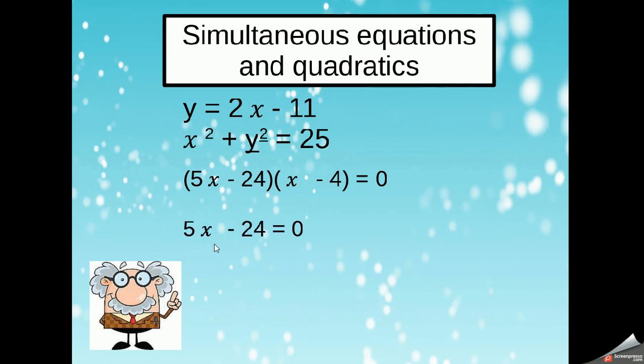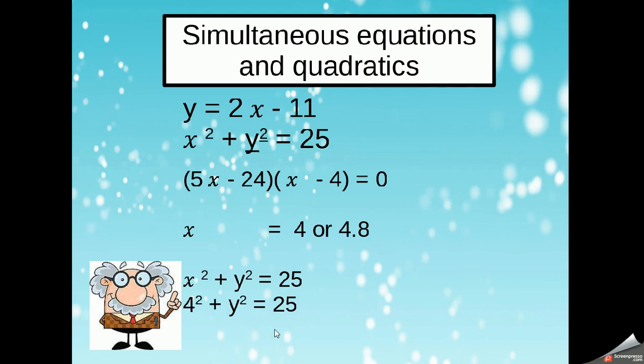So we know that either 5x minus 24 is 0. In other words, we move the 24 to the other side, 5x is equal to 24, and then divide by the 5 to get x on its own. So either x is 4.8, or x minus 4 is 0, so x is equal to 4. So our two options are either x is equal to 4, or x is equal to 4.8, but we aren't done yet.